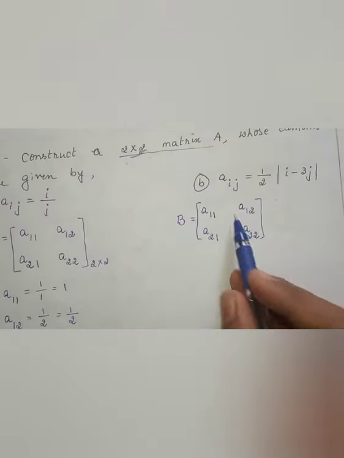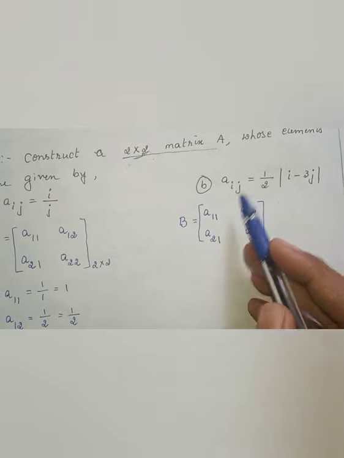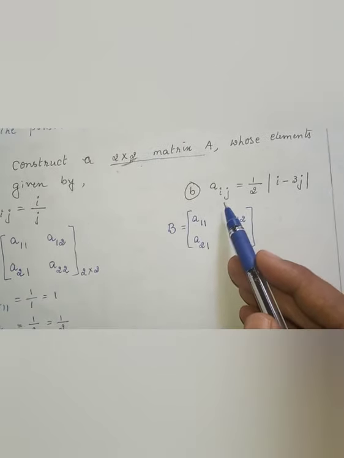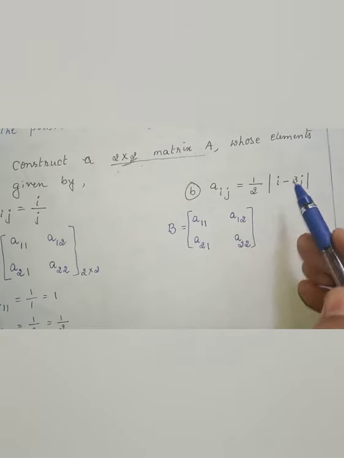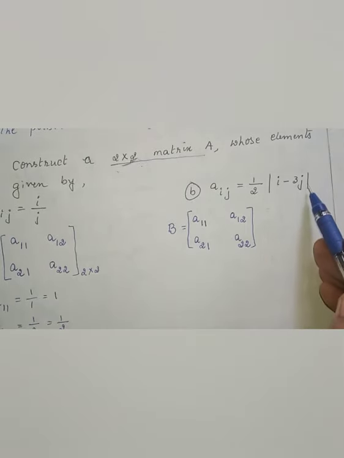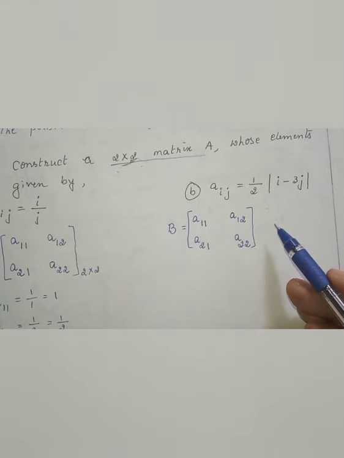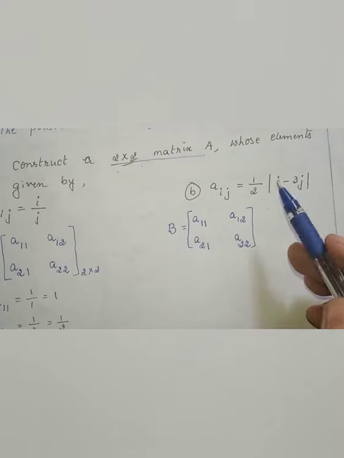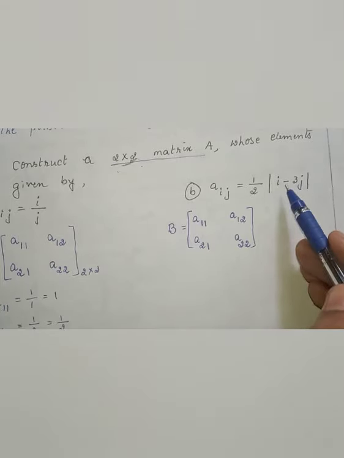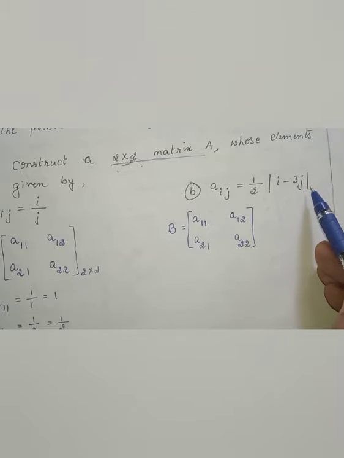Let's find all the particular values. Aij is defined as 1 by 2 into, this is the modulus sign. You know the features of modulus. If there is any negative number, that becomes positive. Modulus of -5 is +5. Modulus of -2 is equal to +2. That is a feature of this modulus. So modulus of i minus 3j.